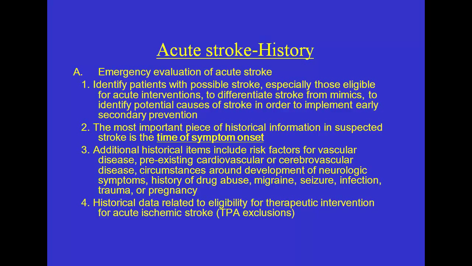But your stroke is the most life-threatening thing, and that's the thing you want to exclude first, and then you can start working your way out towards the zebras. The common things occur commonly. The most important piece of historical information in a suspected stroke is the time of symptom onset. So you want to know when they were last normal.